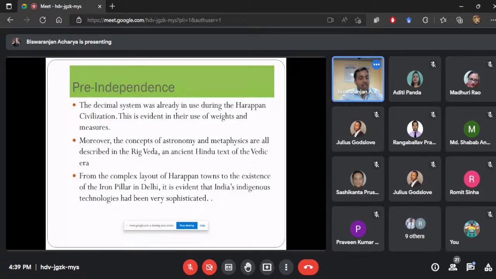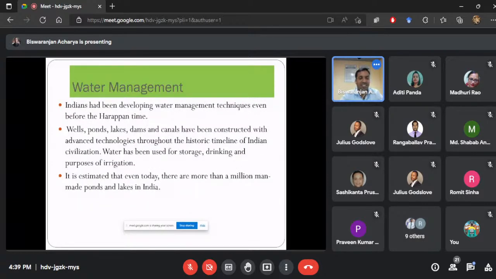Water management also. The water crisis now will be serious. But Indians were developing water management techniques even before Harappan times. Wells, ponds, lakes, dams and canals have been constructed with advanced technology throughout the historic timeline of Indian civilization. Water has been used for storage, drinking and irrigation. Reservation of water is important, as water will be very scarce in future. It is estimated that even today there are more than a million man-made ponds and lakes in India.